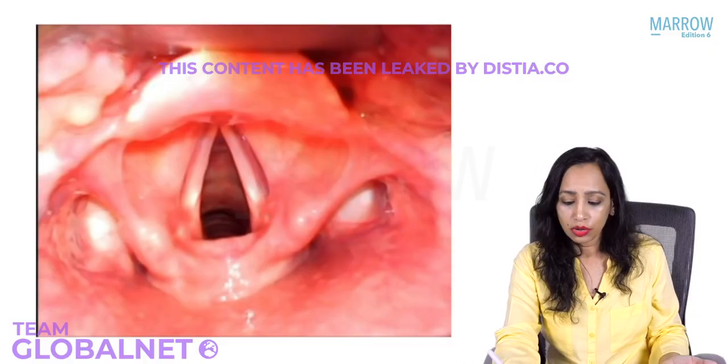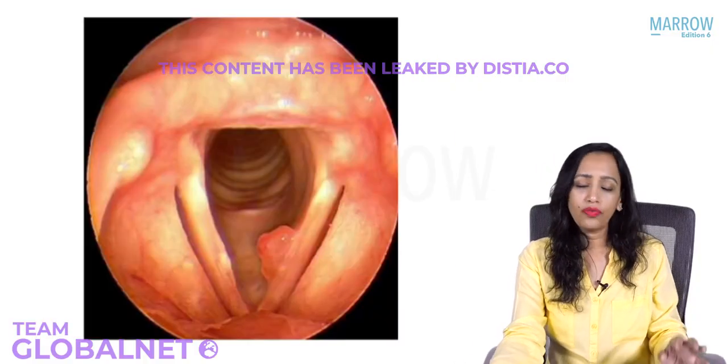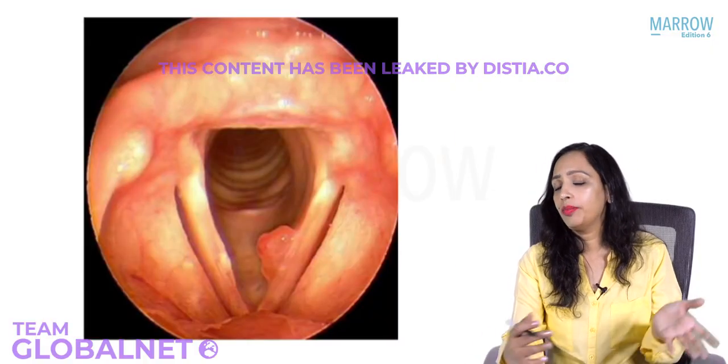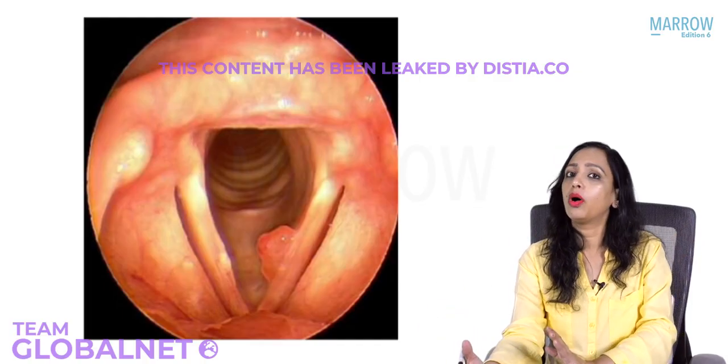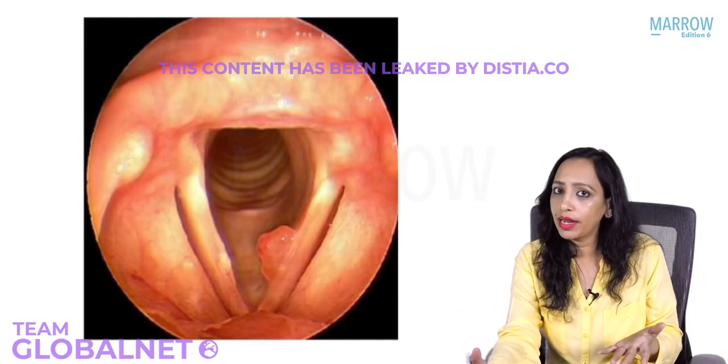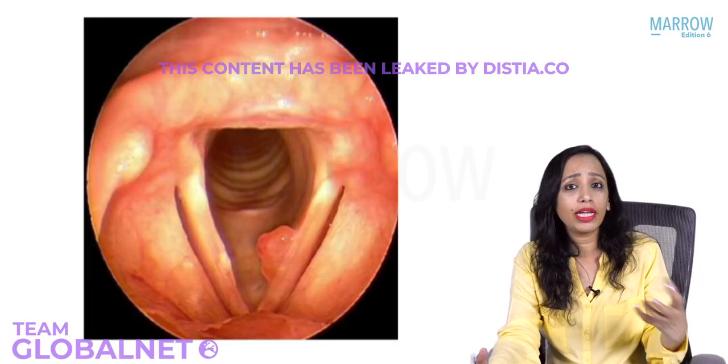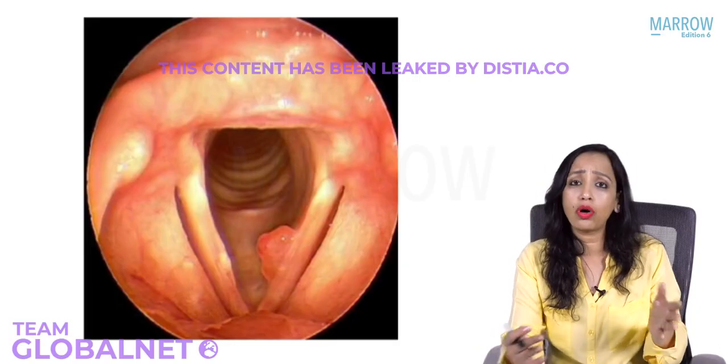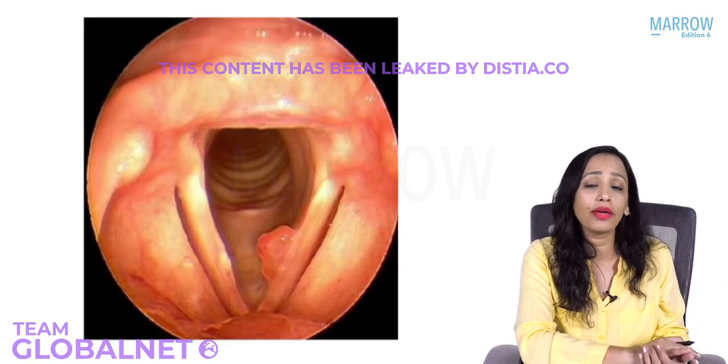Is that clear? Whatever you are seeing, you will label it either like this, or in the other way, depending upon how you have viewed the larynx. So how you are seeing is what makes the difference. So don't get confused. Don't feel that, oh, an upside down image has been given to you.